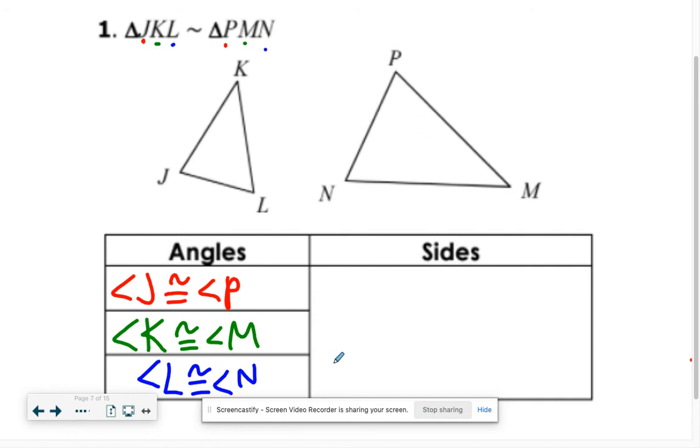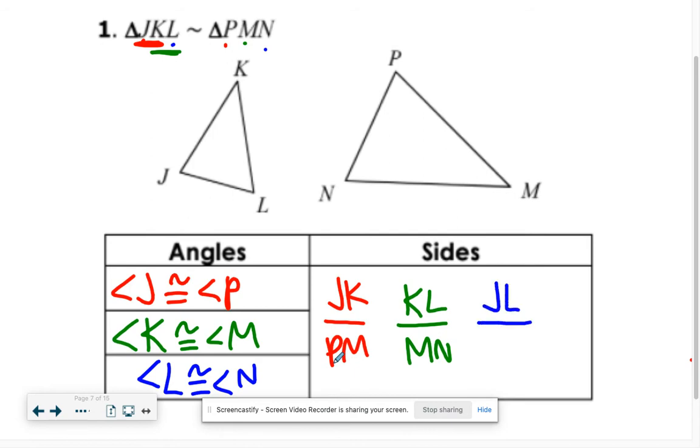Now we can do our sides. So now we need 2 letters. If I pick the first 2 letters, JK, what does it match? PM, exactly. Now go to the next 2 letters. KL matches MN. And then we'll do the first and last. So JL matches PN.